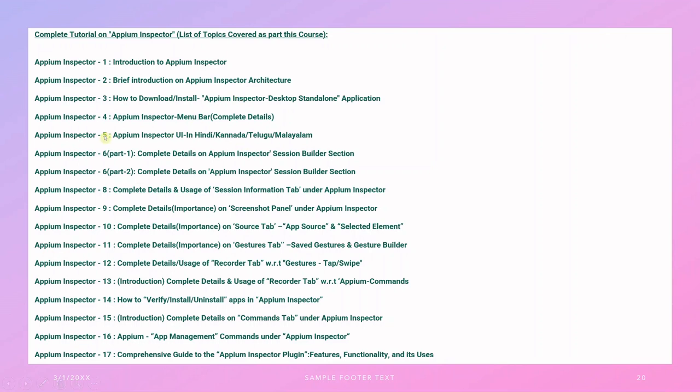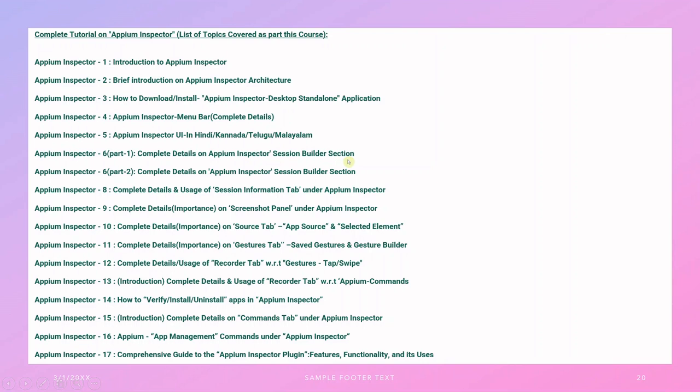Under the fourth topic, we are also covering the APM inspector UI. That is, we can use the APM inspector in our local language also. We will see how we can use APM inspector in Hindi, Kannada, Telugu, Malayalam.